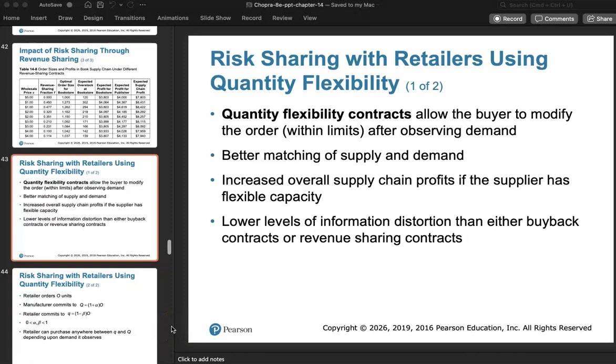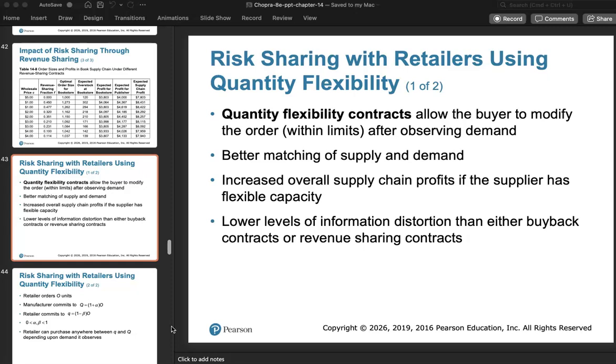Okay, everyone. Welcome to this final video in this series of videos about sharing risks and rewards in the supply chain between retailers and suppliers. We looked at two types of contracts: buyback contracts and revenue sharing contracts. Now let's look at the final kind of contract, the most complex one in this list.